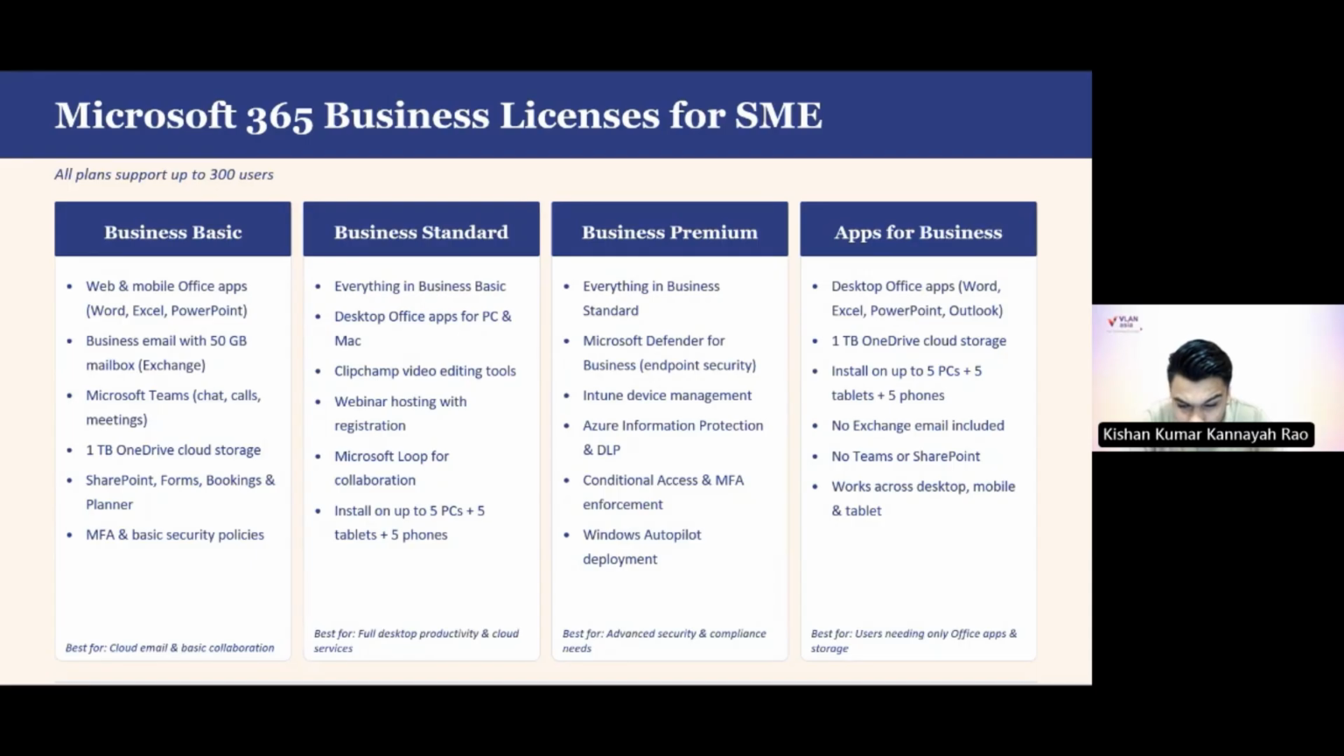Other than that, we have Azure Information Protection and data labeling as well. You can label your documents and protect them by using sensitivity labels and everything. Other than that, you have conditional access and MFA enforcement. MFA enforcement is now standardized to all the licenses, but in Business Premium you get conditional access as well. Conditional access, the name itself gives you the definition: it comes with a condition in order to gain access.